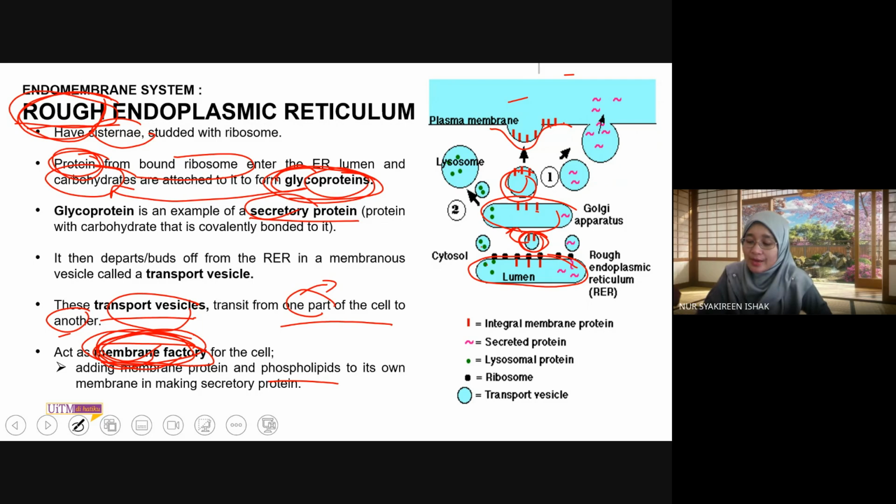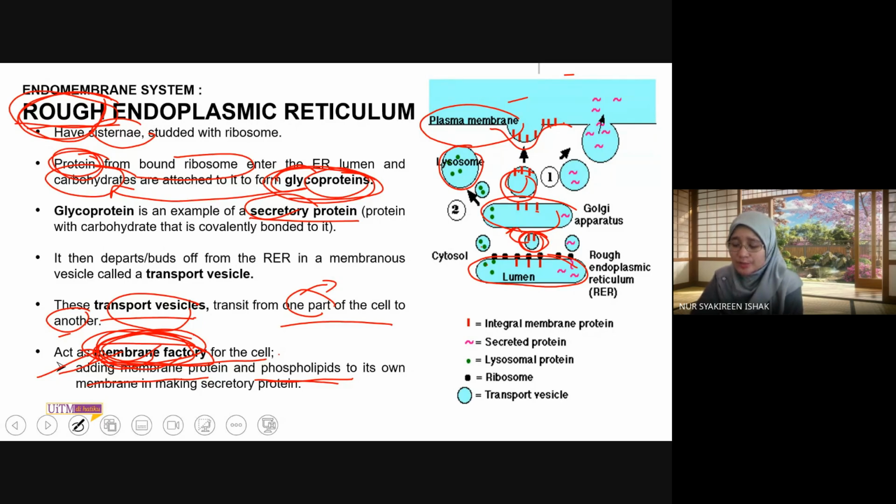Daripada membrane RAF-AR lah dia akan hasilkan membrane transport vesicle, dia akan jadi part of membrane of Golgi, dia akan jadi part of the membrane of the lysosome, it becomes part of the membrane of the plasma membrane also. Kan? So that is the explanation for the last point here, membrane factory for the cell. Adding membrane protein and phospholipid to its own membrane in making secretory protein.